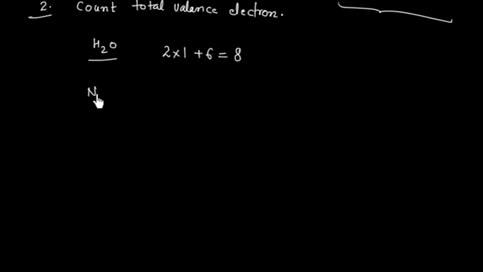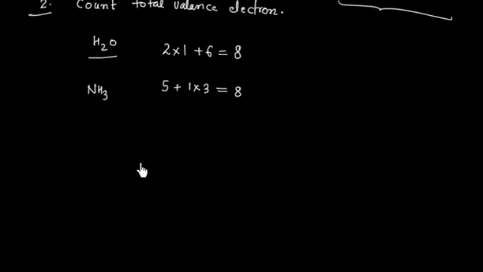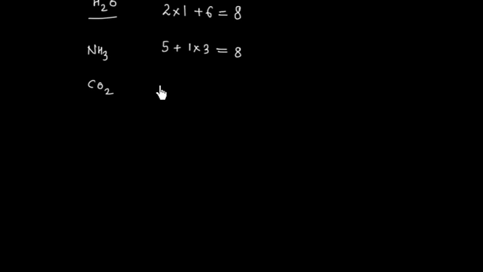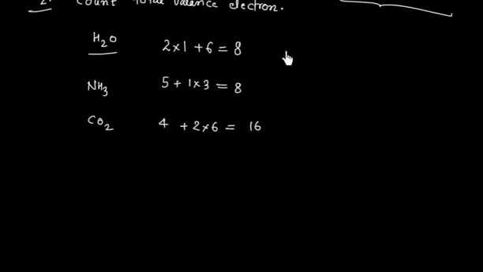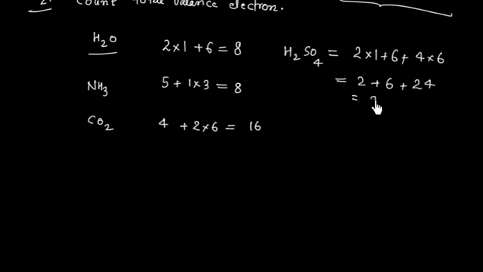Let us say I have NH3, what is the total valence electron count? Nitrogen has 5, one hydrogen has 1, and I have 3 hydrogens, so in this case again we have a total of 8 valence electrons. Now let us say CO2: carbon has 4 valence electrons and each oxygen has 6, so 6 into 2 is 12, plus 4 is 16 valence electrons. So this is step number 2. Let us say you have H2SO4. What is the total valence electron count? In this case you have 2 hydrogens, 2 into 1, 1 sulfur, that is 6, and 4 oxygens, so 4 into 6. So in total we have 2 plus 6 plus 24, that is 32 electrons.